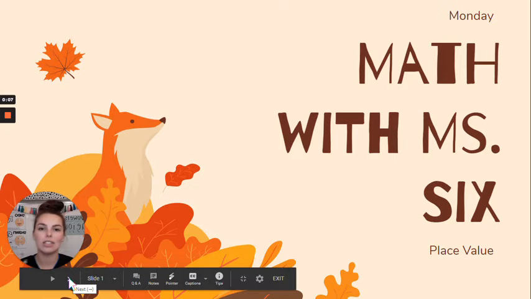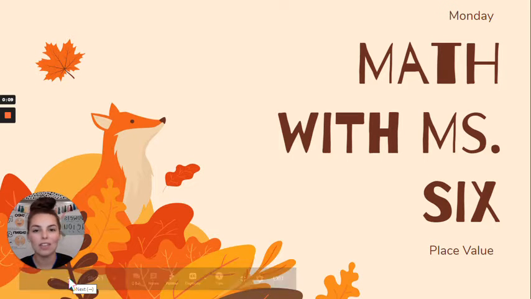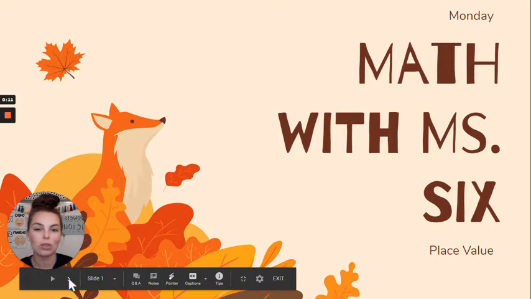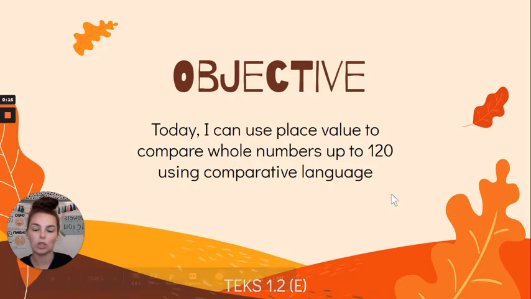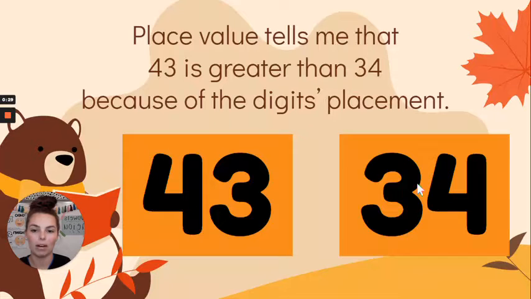If you attended the Zoom meetings last week, then this will be kind of a review for you and we'll throw in a little bit of new things as well. So our objective says, today I can use place value to compare whole numbers up to 120, and we're going to start using comparative language. Those are words that can tell us about comparing.